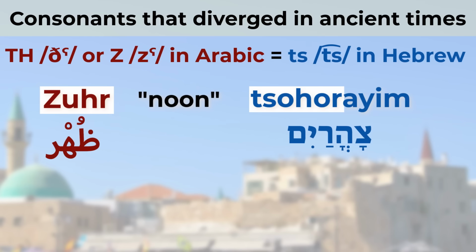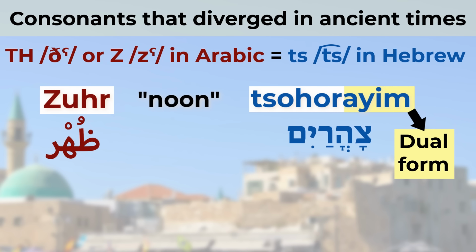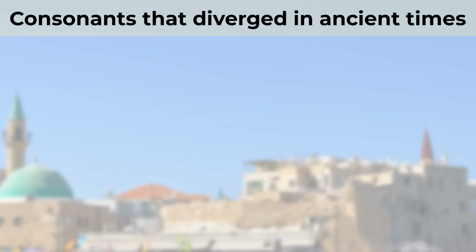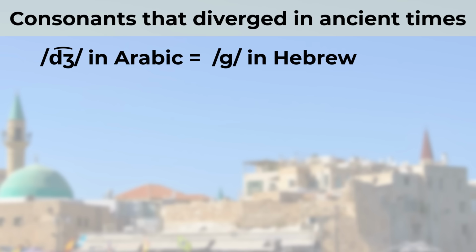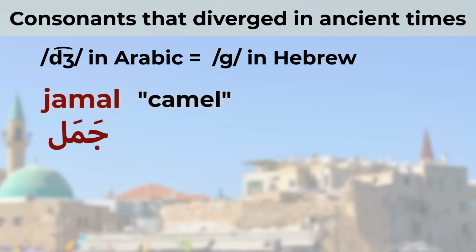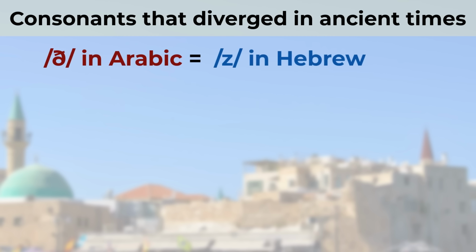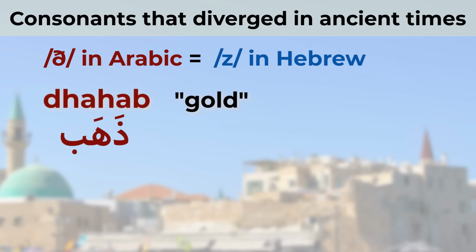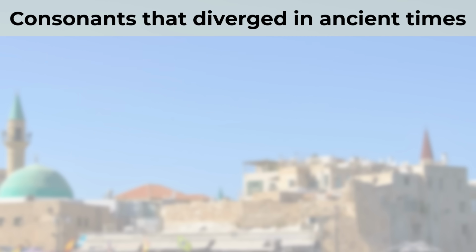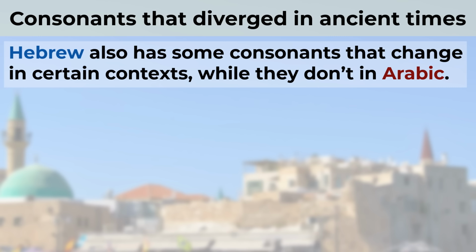Note here that the Hebrew word is always in the dual form, while the Arabic word is in the singular form. J or j in Arabic corresponds to g in Hebrew. The word for camel, jamal in Arabic, and gamal in Hebrew. In some Arabic dialects in Egypt and Yemen, though, it's pronounced g, like in Hebrew. The dh in Arabic often corresponds to z in Hebrew. The word for gold, dhahab in Arabic, and zahav in Hebrew. Hebrew also has some consonants that change in certain contexts while they don't in Arabic.